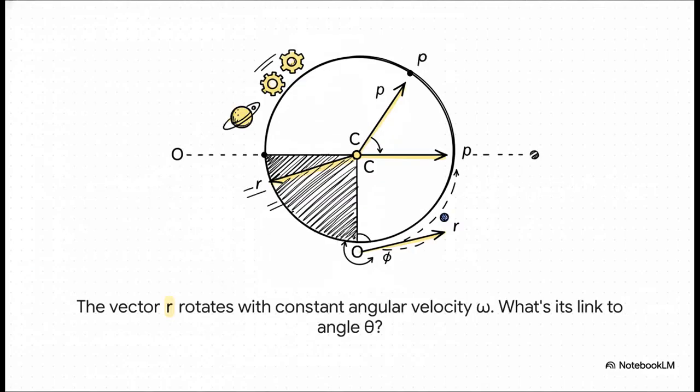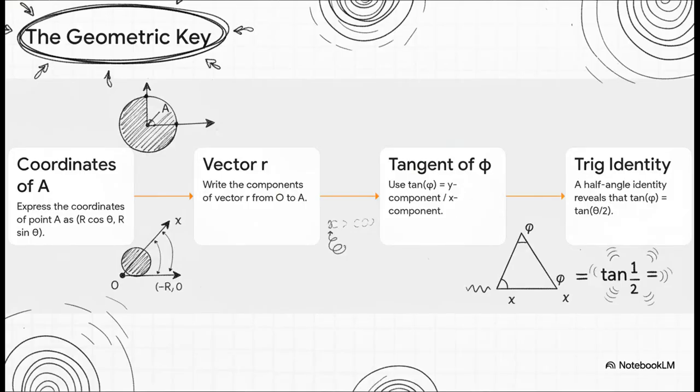Now for the important part, the angles. See, the particle's true position, the one measured from the center C, is described by this angle, theta. But the information the problem gives us is about the vector r, which goes from our observation point O out to the particle. That vector sweeps out an angle phi at a constant rate omega. So the entire puzzle, the whole thing, comes down to this. We have to find the geometric link between the angle we know, phi, and the angle we actually need, theta. So how do we connect them?